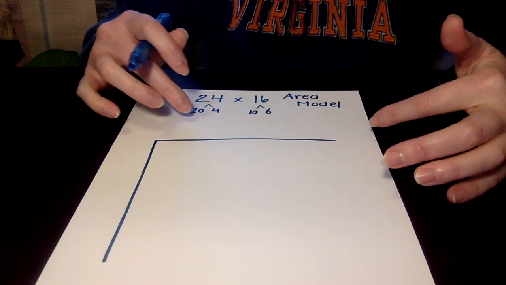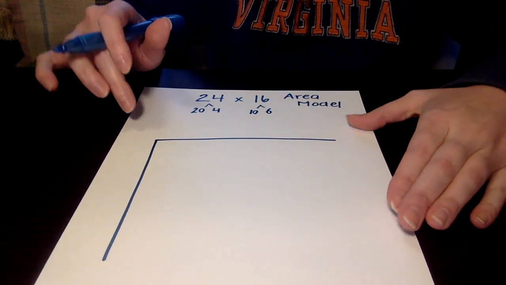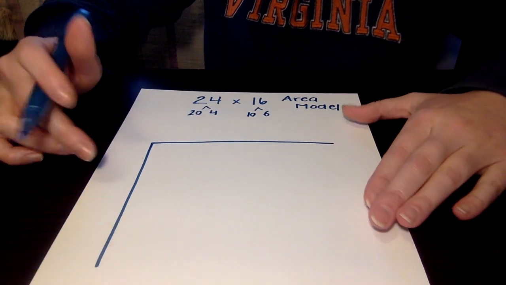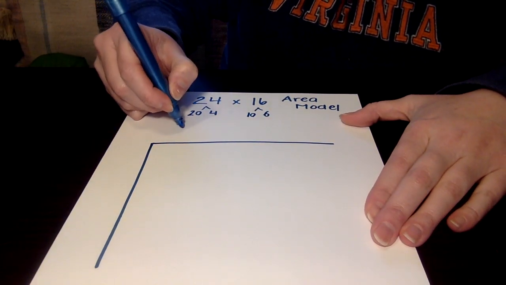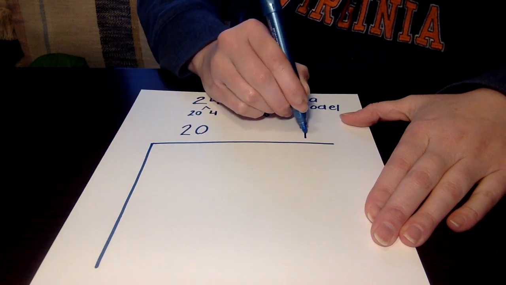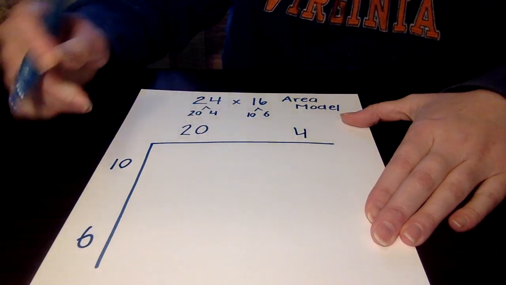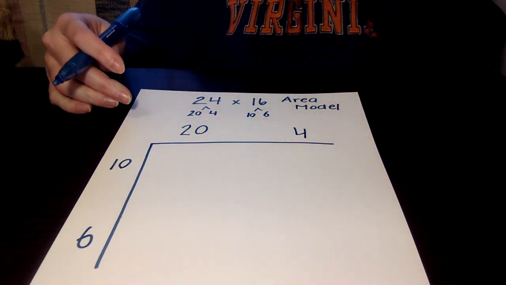Now I just need to set it up with my area model. So I'm going to take 24 and put it across the top, 16 down the side, but you could do it either way. It doesn't matter, the product will be the same. So I'll do my 20 and my 4, my 10, and my 6. Right? The next thing I need to do is create my columns and rows.